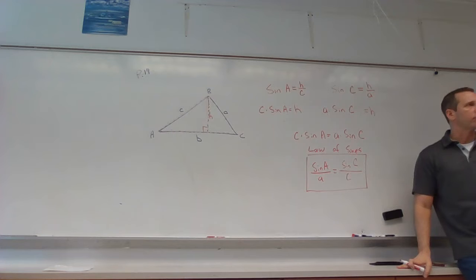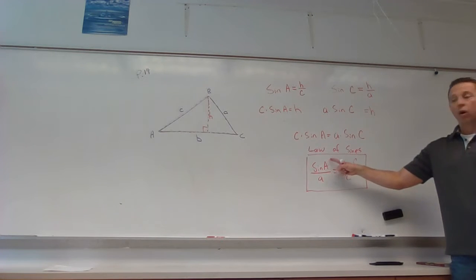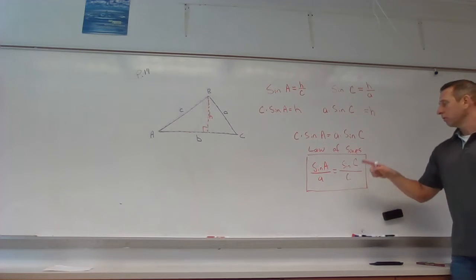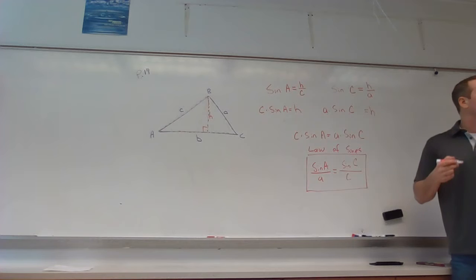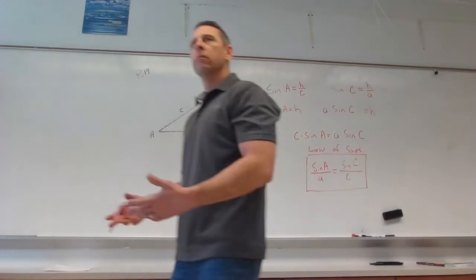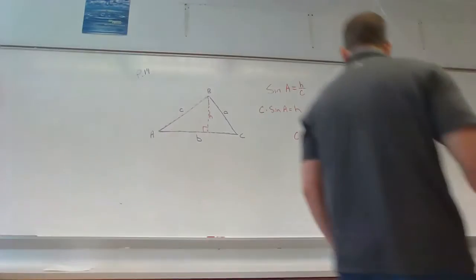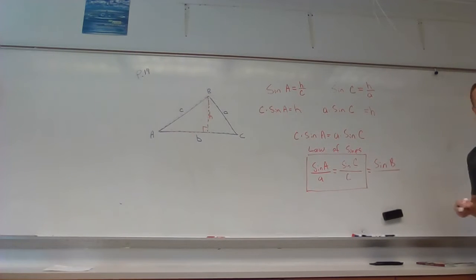This is the law of sines. The sine of an angle over its opposite side equals the sine of an angle over its opposite side. So it's basically setting up a proportion with the sine of an angle and its opposite side, and the sine of another angle over its opposite side. And we could do it with all three angles. We could also do sine of B over its opposite side.